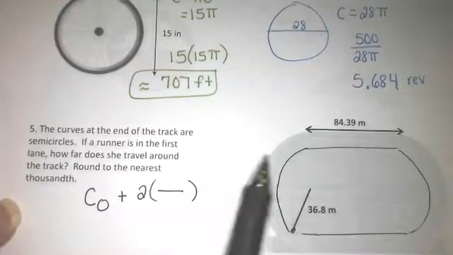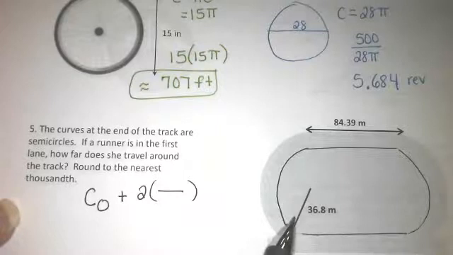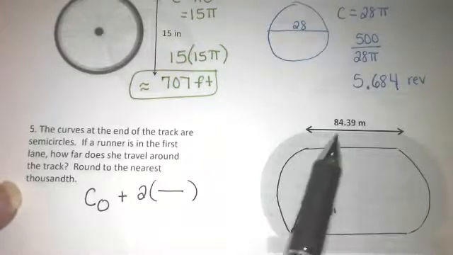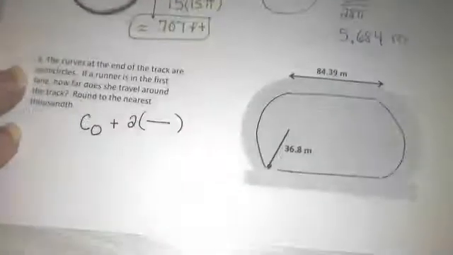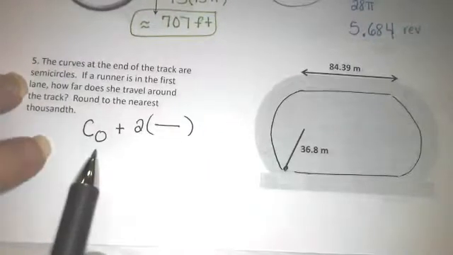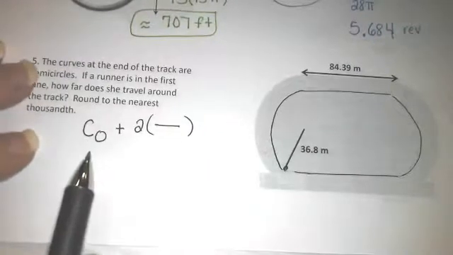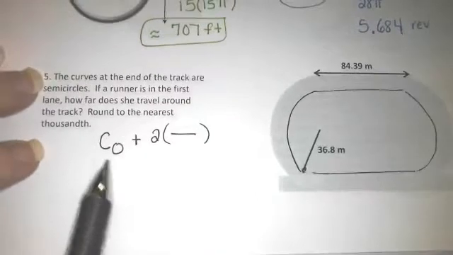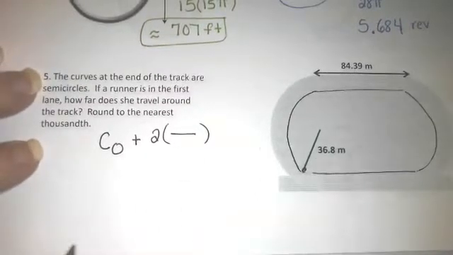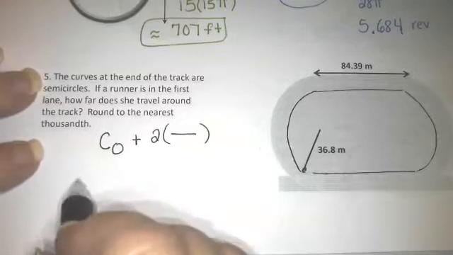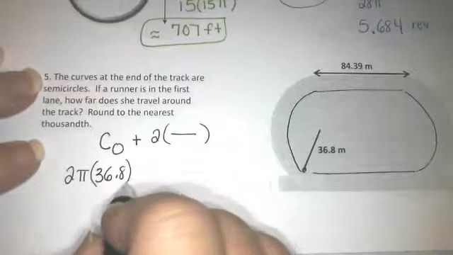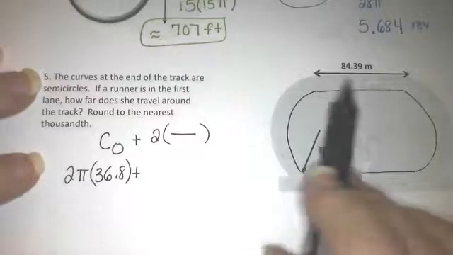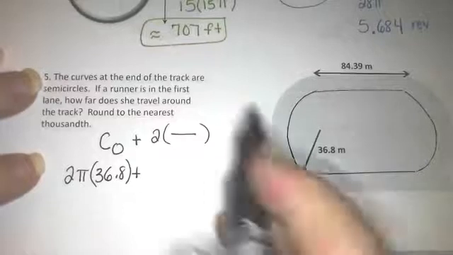Now, looking at the question here, it says round to the nearest thousandth. I was going to say, looking at the question, I see decimals, so I'm thinking my answer is probably in a decimal. So that's kind of a key you can use there. Well, let's try it. How do I find, Helen, how do I find the circumference of my circle? The circle parts. 2 pi radius. Okay, and the radius was 36.8. And my straightaways were 84.39, and there's one on each side.